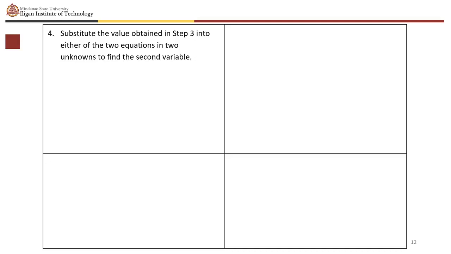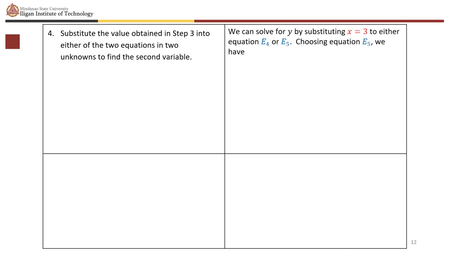Then substitute the value obtained in step 3 into either of the two equations in two unknowns to find the second variable. So we can solve for y by substituting x equals 3 into either equation e sub 4 or e sub 5, and then choosing equation e sub 5, we have the following. That is, e sub 5 now is 2x plus 5y equals 11. We substitute x equal to 3. We have 2 times 3 plus 5 times y equals 11.